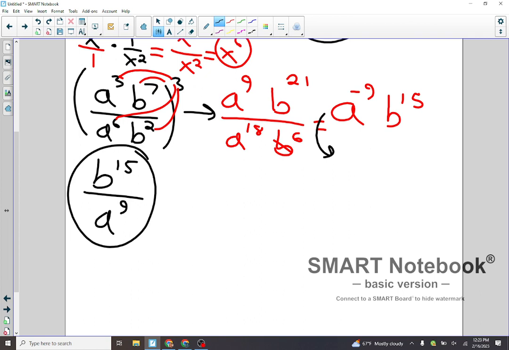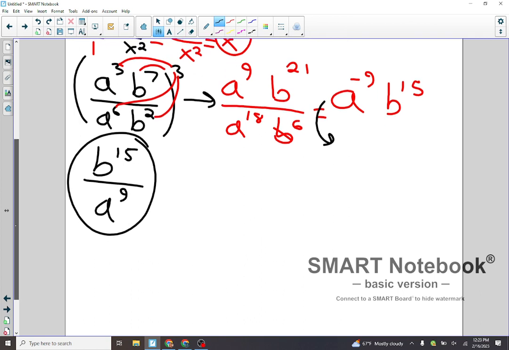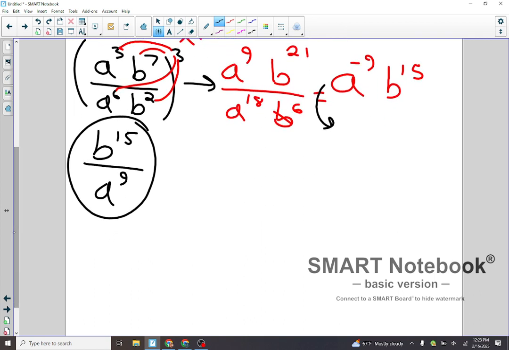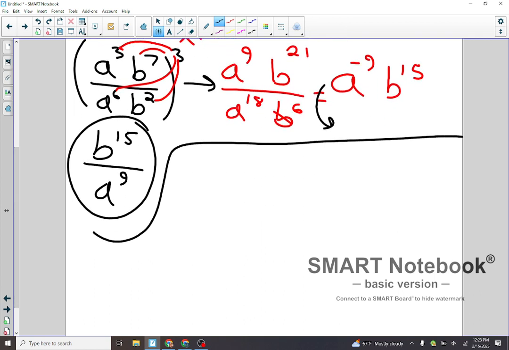Okay. Now, I said there were 2 ways to do this problem, so I'm going to rewrite this problem. This is for the first version. So it's a to the third, b to the 7, to the third power, over a to the 6, b to the 2.